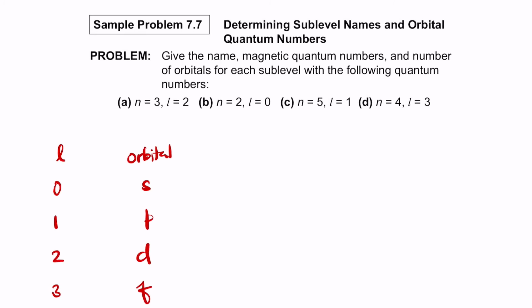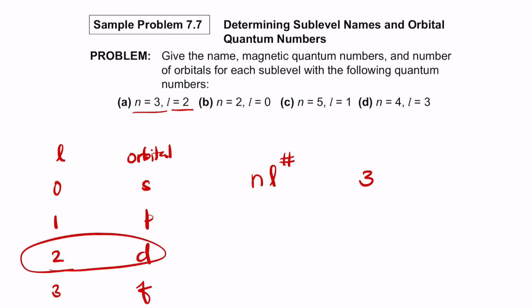So whenever we want to write the particular position, we can write it like this. n here represents the shell, and L here represents the orbital. So when you want to write the position exactly, it is n and L, which we can write directly. For example, for the first one, n is 3, L is 2. For L equal to 2, the orbital is d, so we can write 3d.